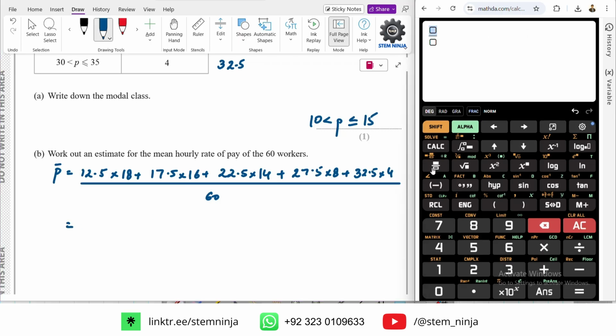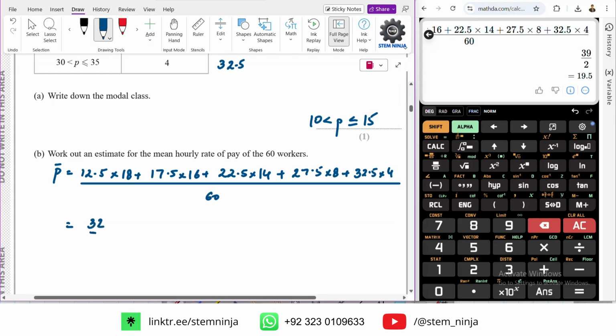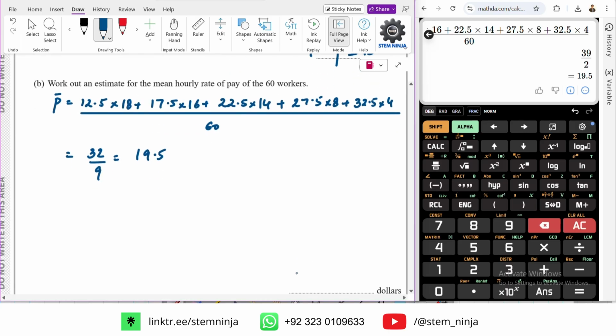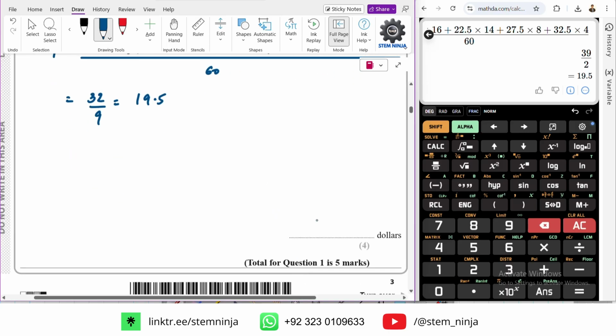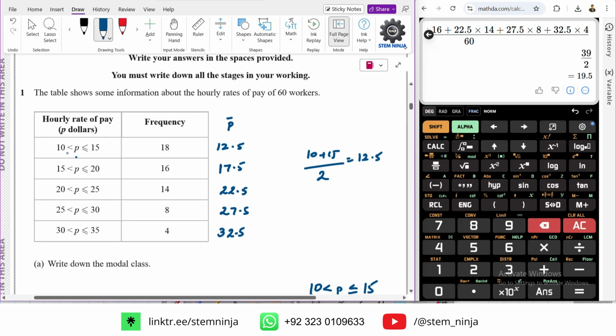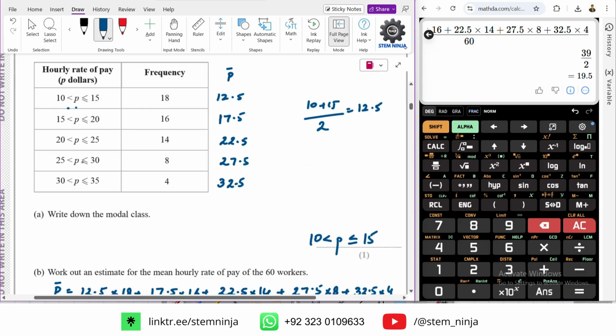So we just put it into the calculator. You have 12.5 times 18 plus 17.5 times 16 plus 22.5 times 14 plus 27.5 times 8 plus 32.5 times 4, divided by 60. So this is 32 over 9, which equals 19.5. Once again, this is an estimate, not the true value, because the raw data is missing. It's just an estimate.